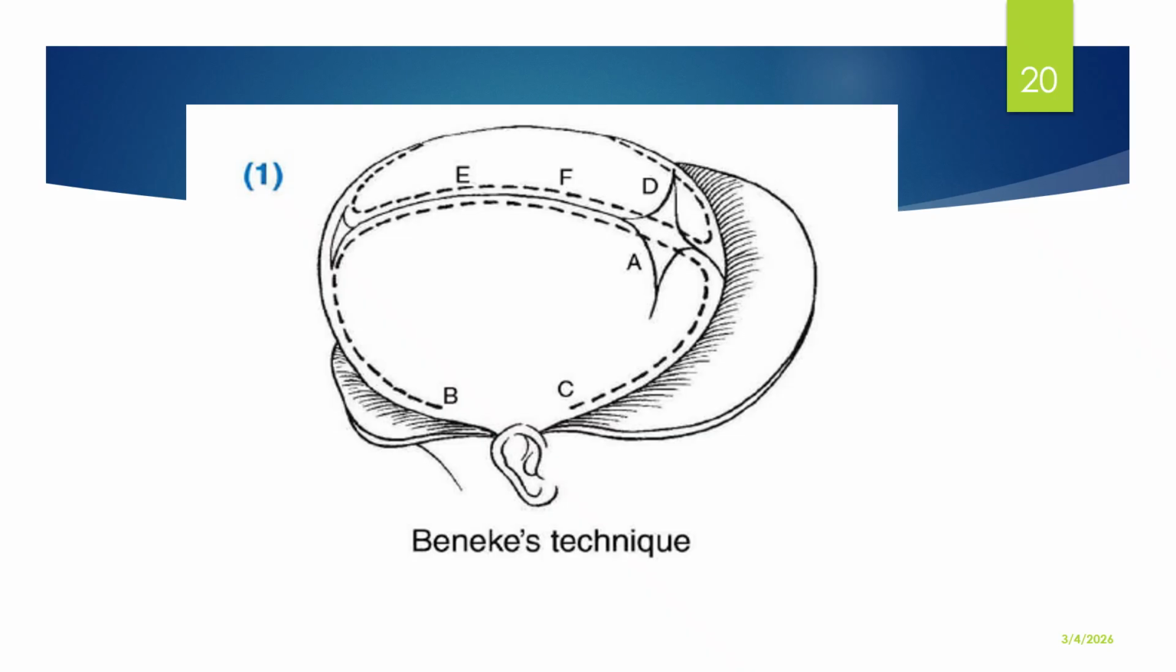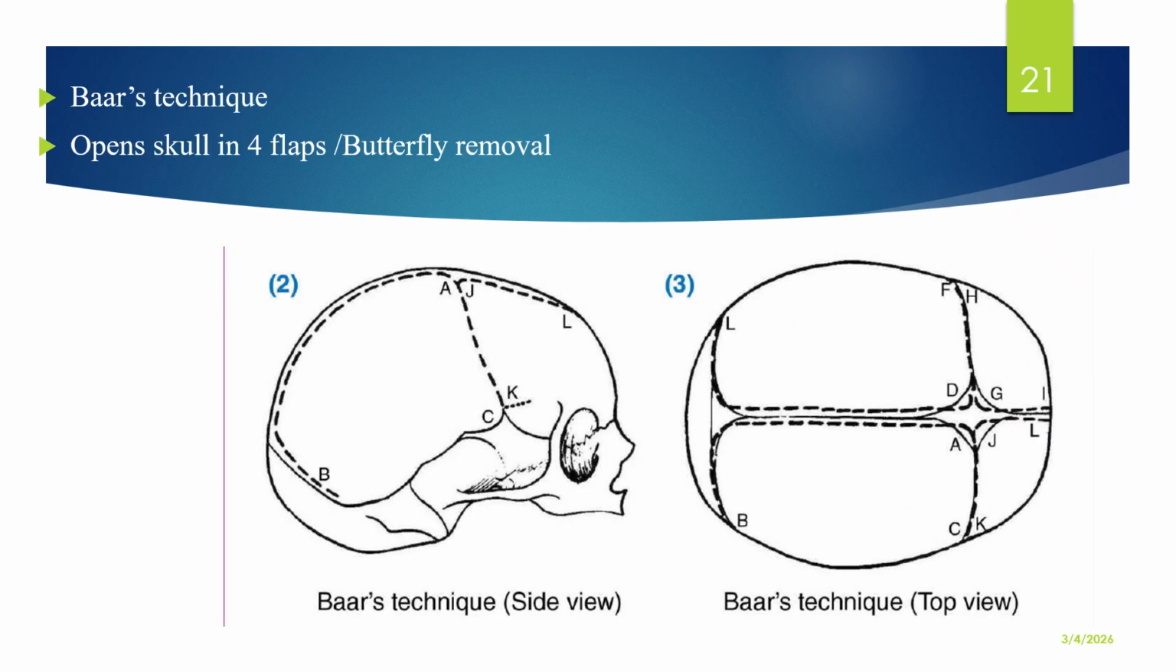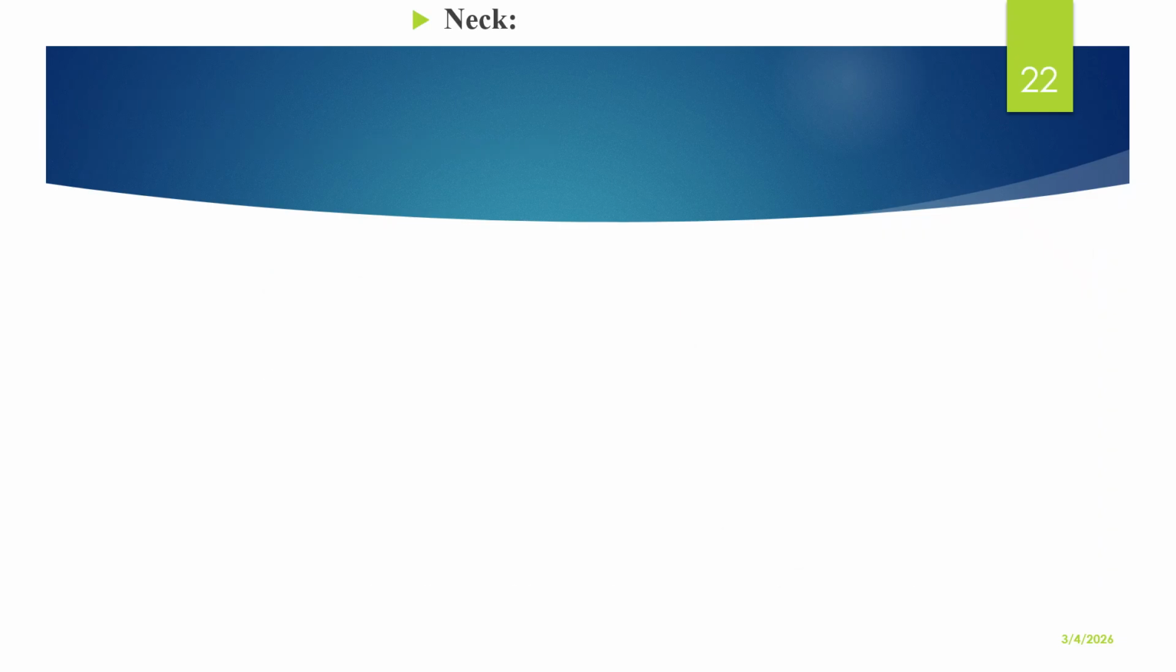Okay. So this is the Benke's technique. We are opening it in two parts. Then this is the Bar's technique. This is the side view, and this is the top view. Like four flaps will be taken. One, two, three, and four. So Bar's technique opens skull in four flaps, like butterfly ring.